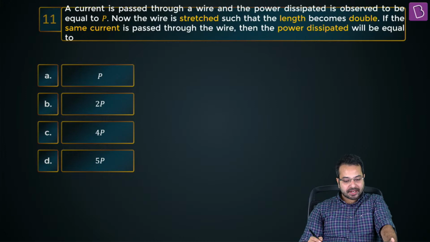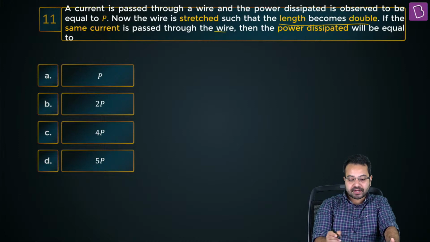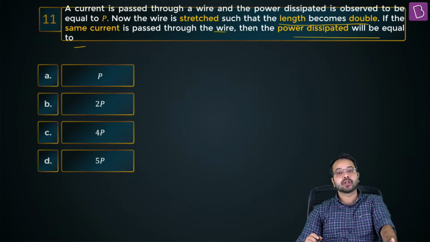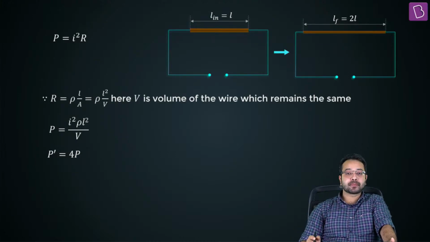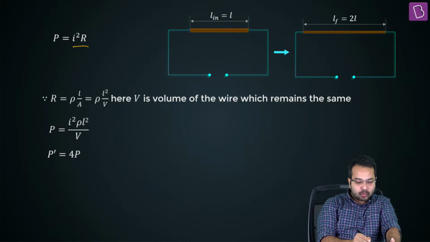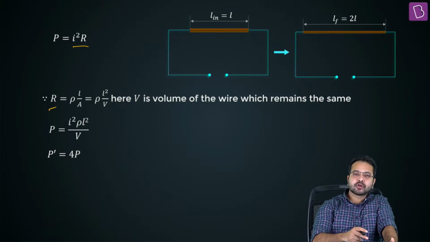Next question. A current is passed through a wire and the power dissipated is observed to be equal to P. Now the wire is stretched such that the length becomes double. If the same current is passed through the wire, then the power dissipated will be equal to. Okay, let's see. Now the power dissipated is I square into R. Now current is going to be the same, so it is going to depend on R. So what is resistance? Resistance is rho L by A. Now what we are doing here is we are going to multiply and divide by L.